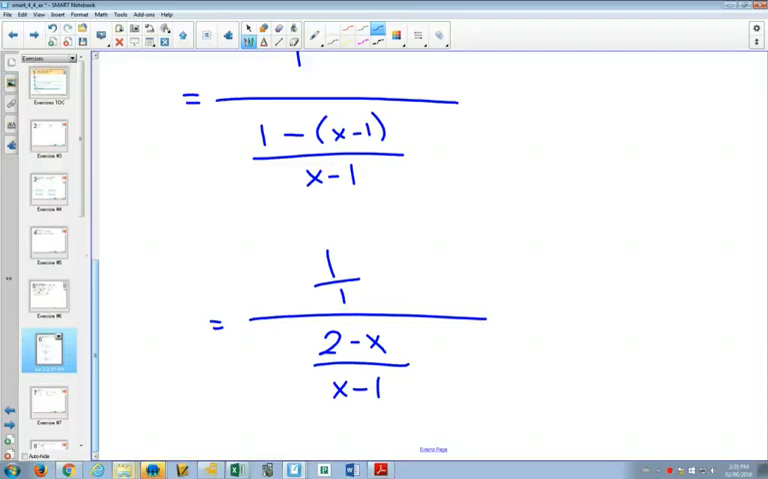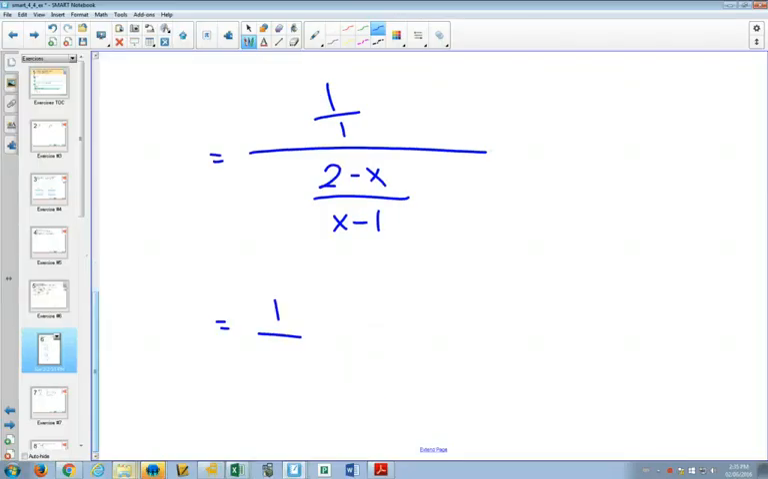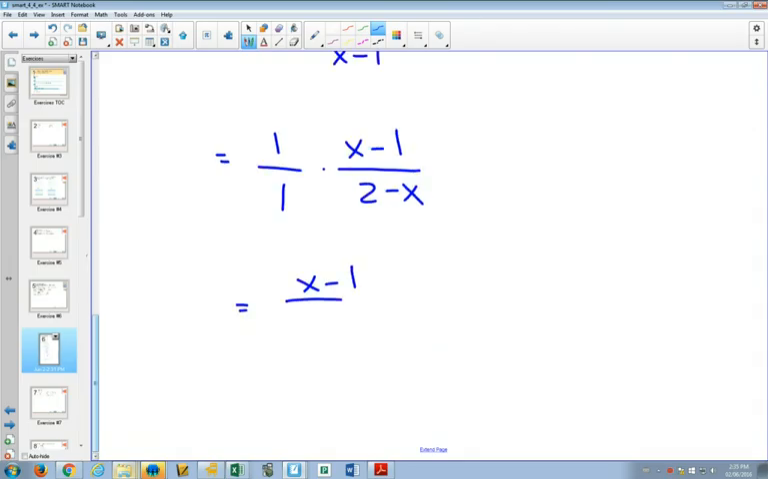Can you see you now have one fraction on the top, one fraction on the bottom, so you can multiply by the reciprocal. And you get x minus 1 over 2 minus x. So what's our domain? x can't equal 2, and x, in the simplified version, x can't equal 2.